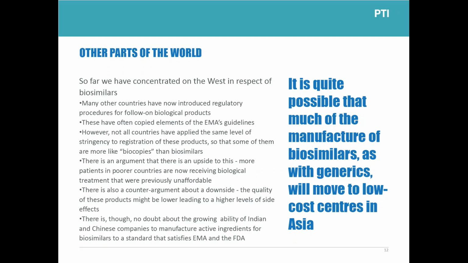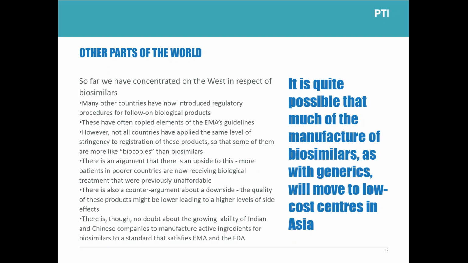Offsetting this, of course, is the counter argument. There is possibly a downside that the quality of the products might be lower, and this could be leading to a higher level of side effects. Now, it's noticeable that those countries where they've introduced these do not necessarily always have very effective or rigid pharmacovigilance procedures. And it's quite possible that the sensitivity of the pharmacovigilance procedures that do exist in those countries is not high enough to be able to detect these side effects.